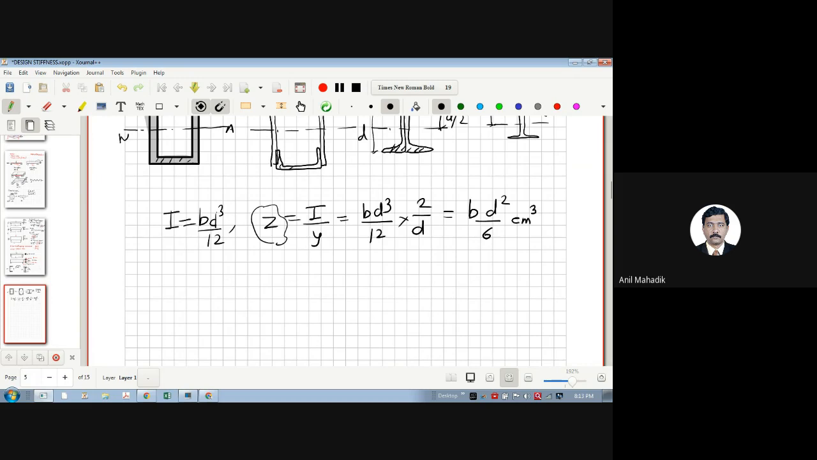take, cube, cm cube. So moment of inertia is cm raised to 4 and section modulus is cm cube, either cm or mm raised to 4, whatever unit you use, mm cube like this. So these are the two important properties in design.